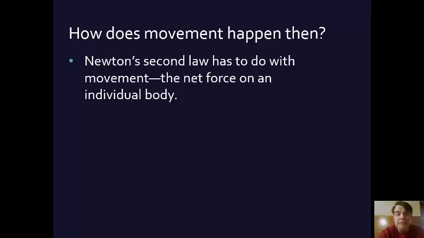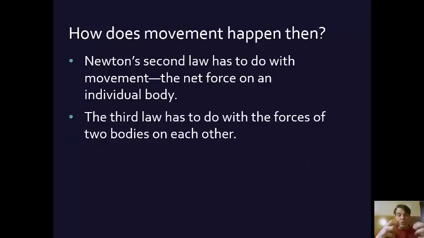It has to do with the net force on an individual body, whereas Newton's third law has to do with the forces of two bodies on each other, not the net forces on one body. So F equals ma has to do with the net forces on one body. The third law, equal and opposite reaction, has to do with the force of two things on each other. Well, I don't know if that made it clear, but I think I understand at least what I've said. And there you have it, Newton's third law.